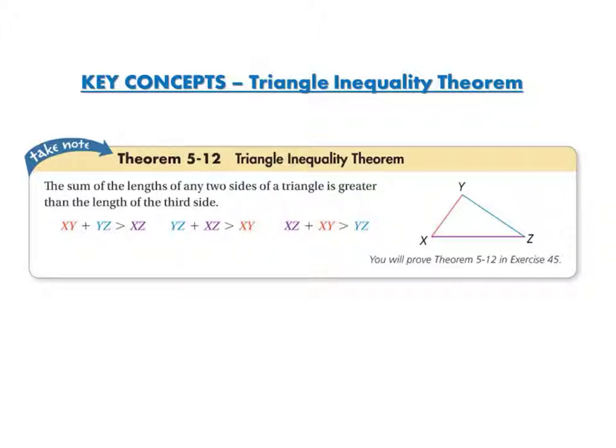So if you add xy and yz, whatever those lengths are, it's going to be greater than this. If you add yz and xz, it's going to be greater than this. If you add xz and xy, it's going to be greater than this. So no matter which two you add, it's going to be bigger than that third side.